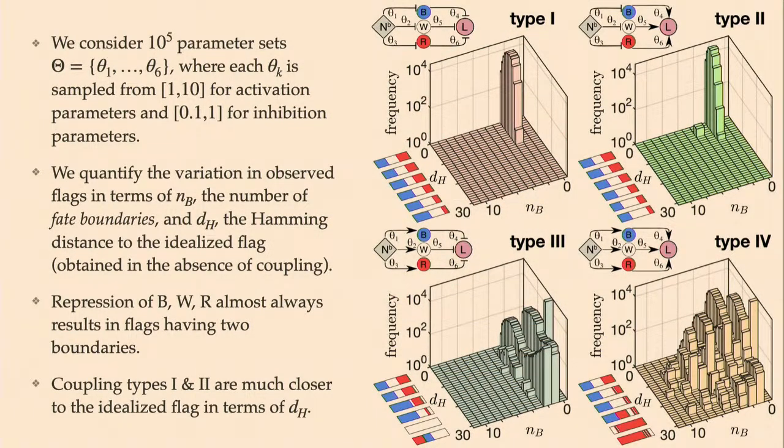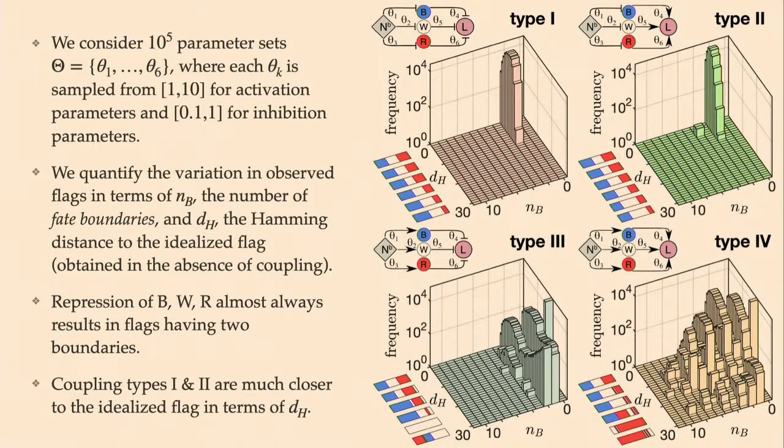So here, remember we have some freedom to play around with the values of theta, and we can choose them to be different. So here we've taken 10 to the power 5 parameter sets, where each theta k is sampled from the range 1 to 10 for the activation parameters. So whenever you have something like activation, then it's from 1 to 10. And whenever it's something like inhibition, then you take it from 0.1 to 1.